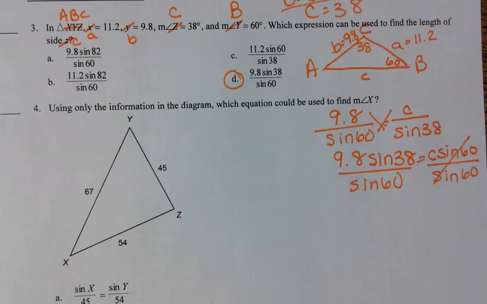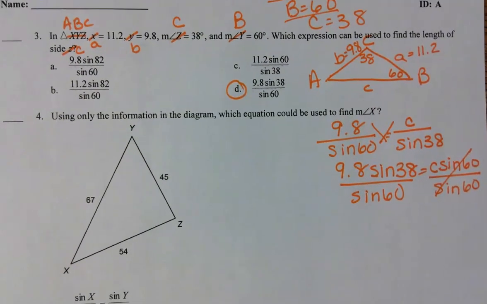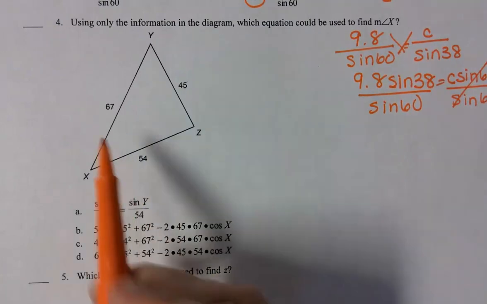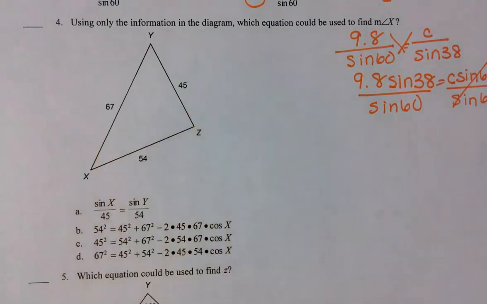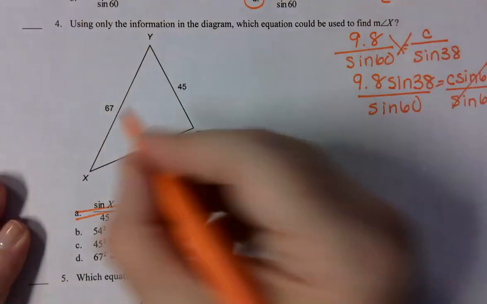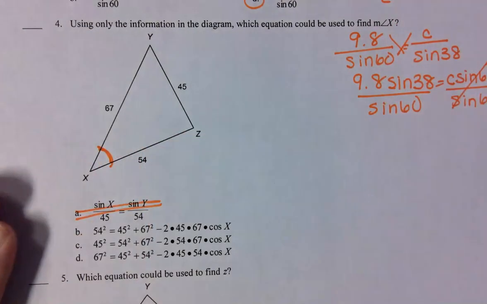So far, so good? Okay. Now let's look at number 4. Notice here I have 3 sides. So I can go ahead and tell you it is not the law of sines. They want X, so I want this angle.